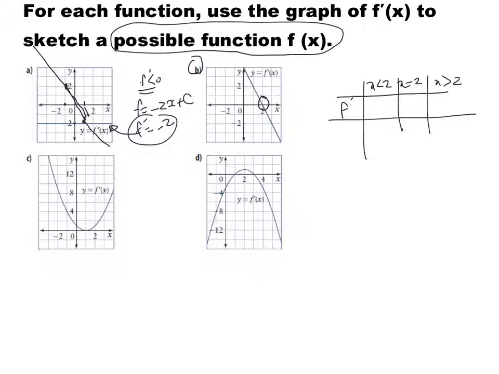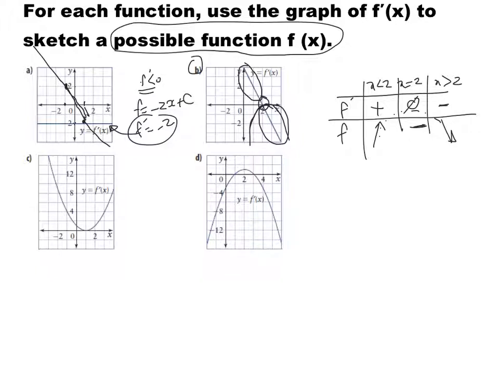Now, when x is less than 2, we can see that f prime is here, this part, which is positive. At x equal to 2, f prime is 0, and at x greater than 2, which is this part, f prime is negative. So this means our function is increasing, levels off here, and then decreasing here. So the function looks like the following. This means that one possibility is going to be a graph like this one, a parabola which is opening downward.